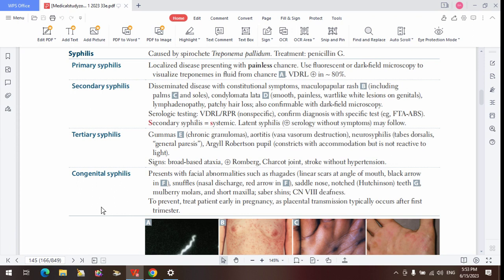Then the third one is neurosyphilis. Now, this neurosyphilis is like a spectrum. A lot of things there. It can cause tabes dorsalis.